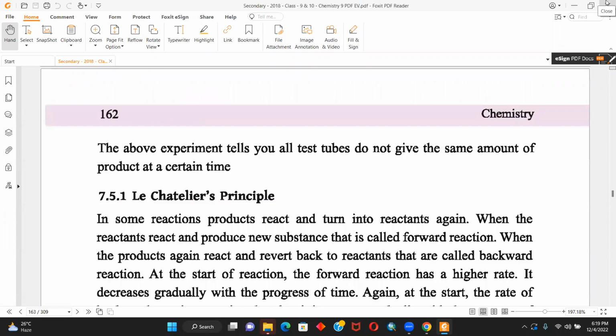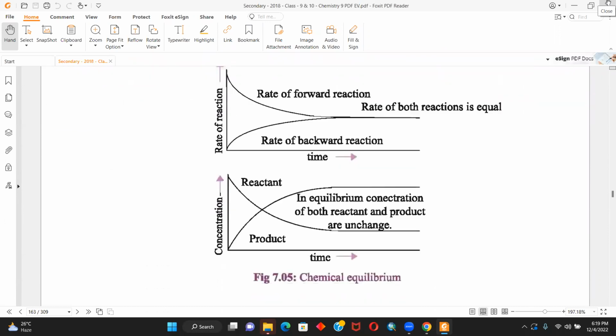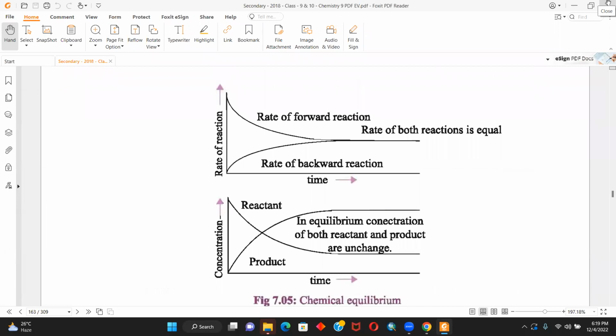Yes. Okay. So previously we understood what the rate of reaction is for a particular two-sided reaction. We also saw that the rate of the forward reaction keeps on decreasing and the rate of the backward reaction keeps on increasing with time. At a certain stage, the rates of both reactions become equal, and that is the equilibrium state of a particular reaction.